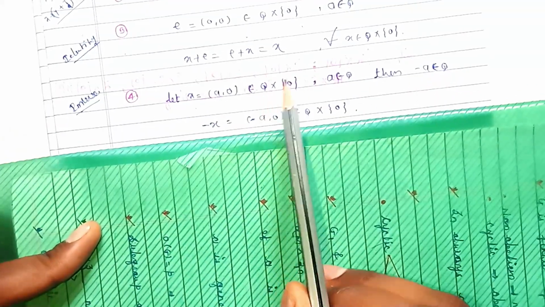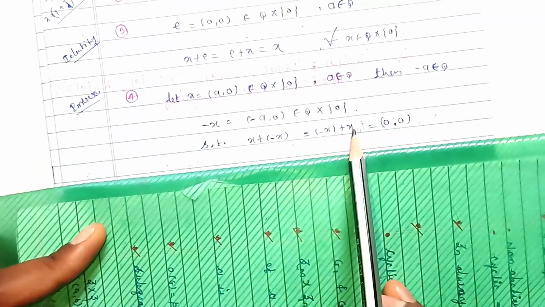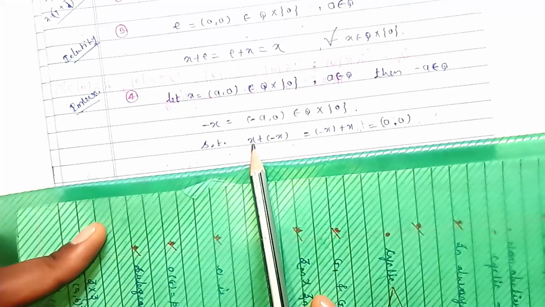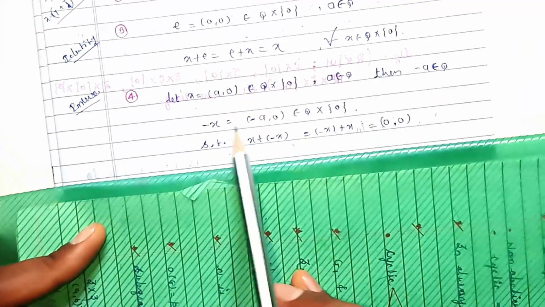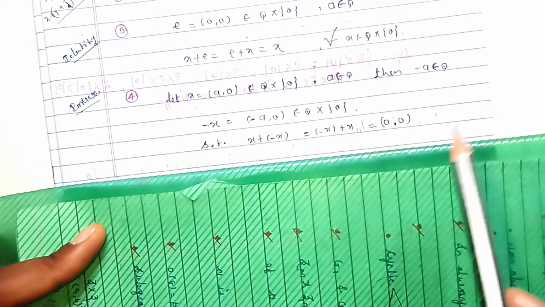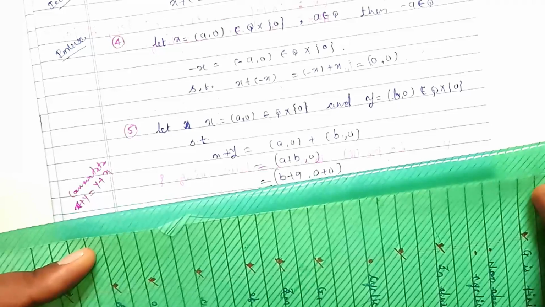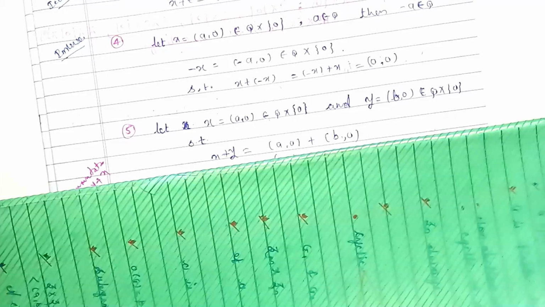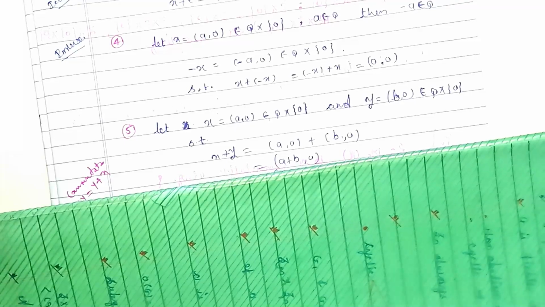It is from Q. So if the negative element is also there, that means x plus (minus x), which is equal to (0, 0), where x is our required element (a, 0) and minus x is (minus a, 0). So the inverse is also there. So the property of inverse holds.